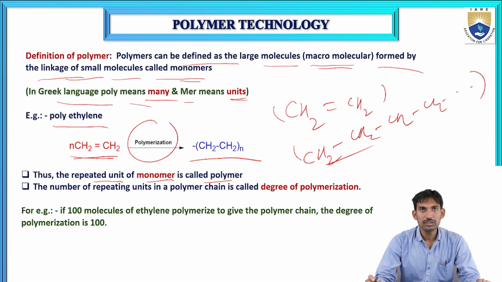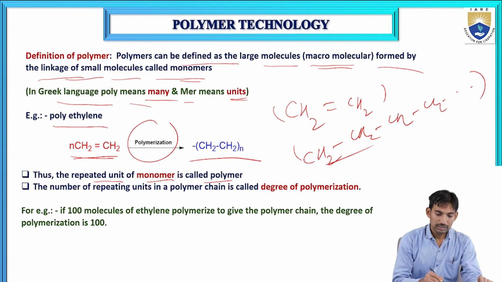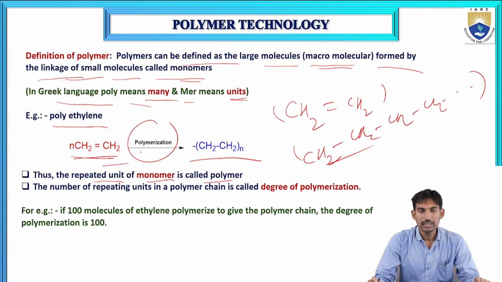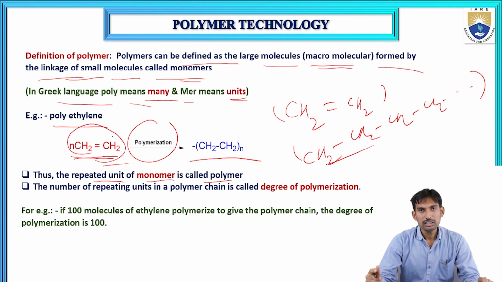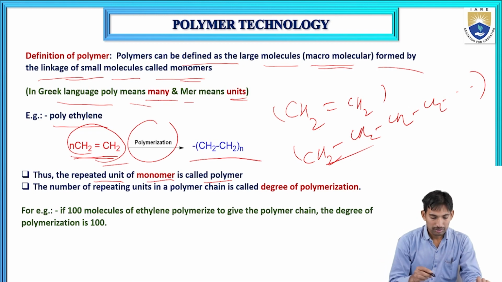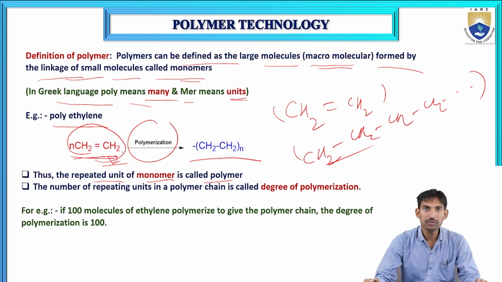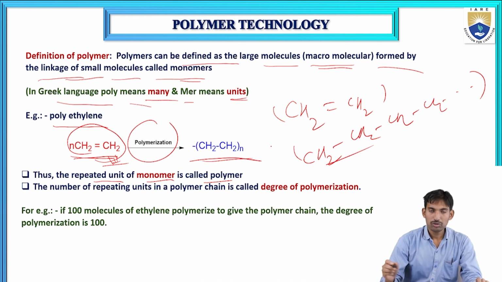In this example, the monomer is ethylene. Ethylene is repeated several times and forms a polymer. This monomer repeats several times, and these monomers link together and form a macromolecule, which is called a polymer.